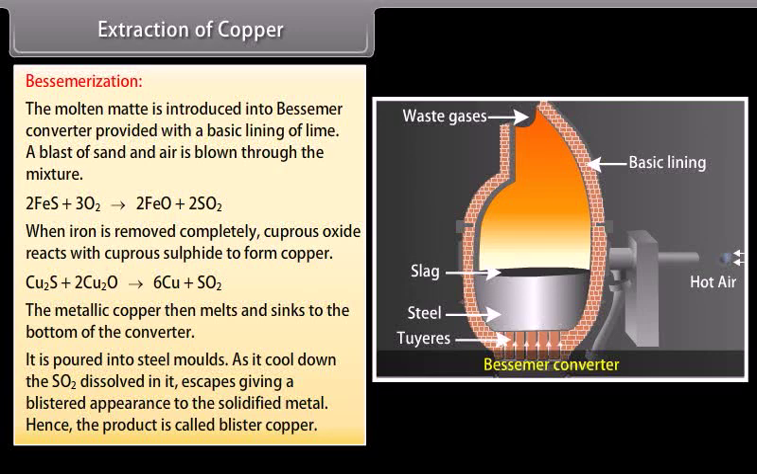It is poured into steel molds. As it cools down, the SO2 dissolved in it escapes, giving a blistered appearance to the solidified metal. Hence, the product is called blister copper. It contains about 98% copper. Blister copper is refined electrolytically.